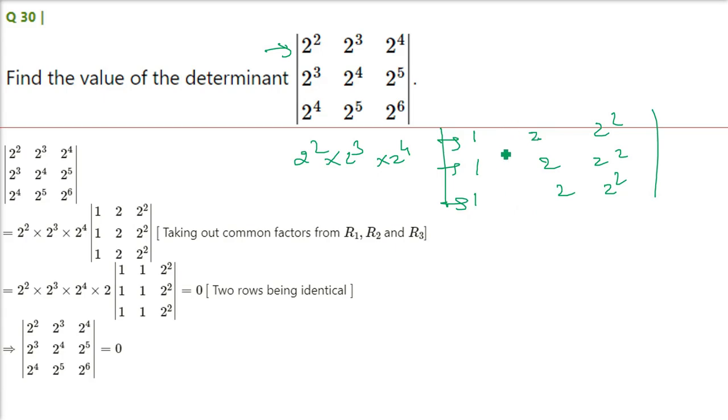Or you can say I can take 2 from the second column and 2 square from the third column. All will be 1, 1, 1, 1, 1, 1. It will be 0.